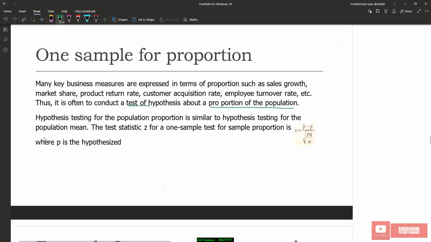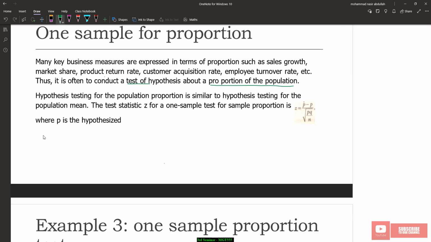Right. So, for proportion, kita akan menggunakan z-test. So, z-test, z is equal to p hat minus p divided by square root of pq divided by n. Right? Okay?